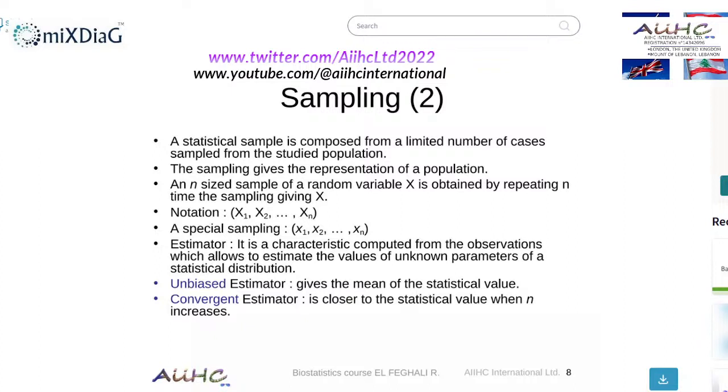So, estimator. It is a characteristic computed from the observations which allows us to estimate the values of unknown parameters of a statistical distribution. So this is the estimator.